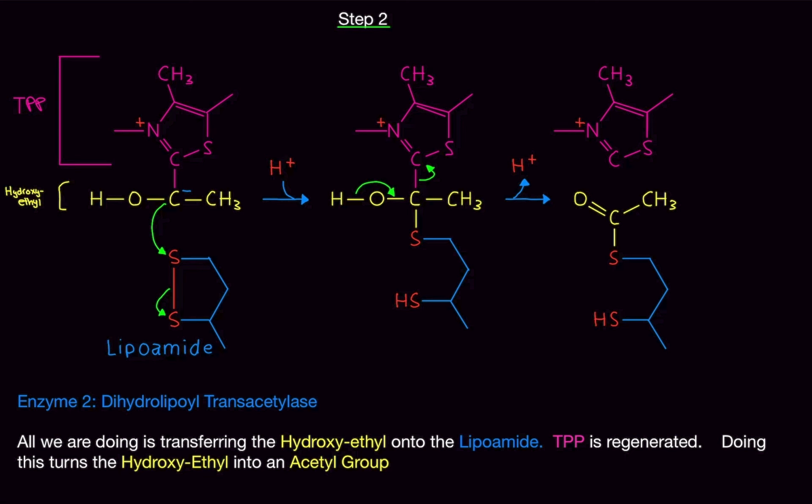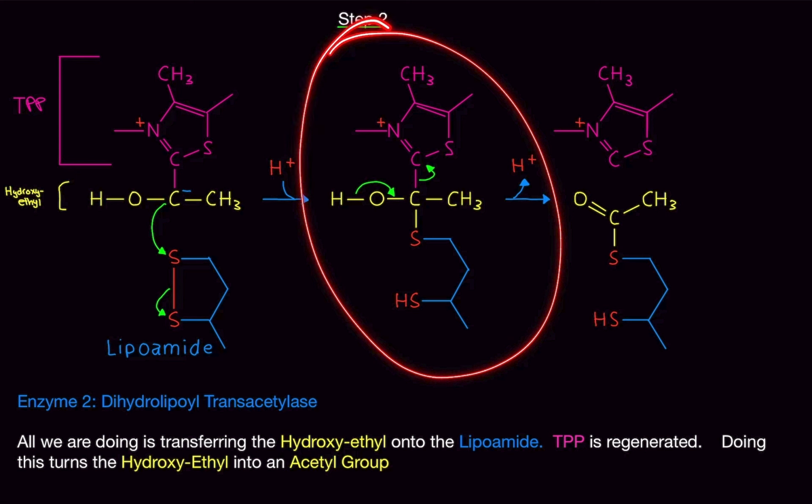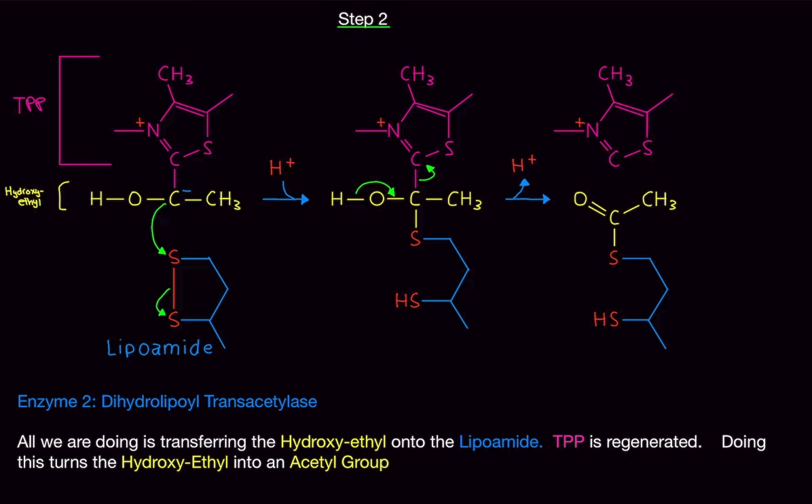Then we have this intermediate part. This breaks apart. And what we're doing is basically separating from TPP. So that thiazolium ring, we're separating it. Okay? So we regenerate this. This goes, goodbye. We don't care about it. But what we're left with is this part right here.